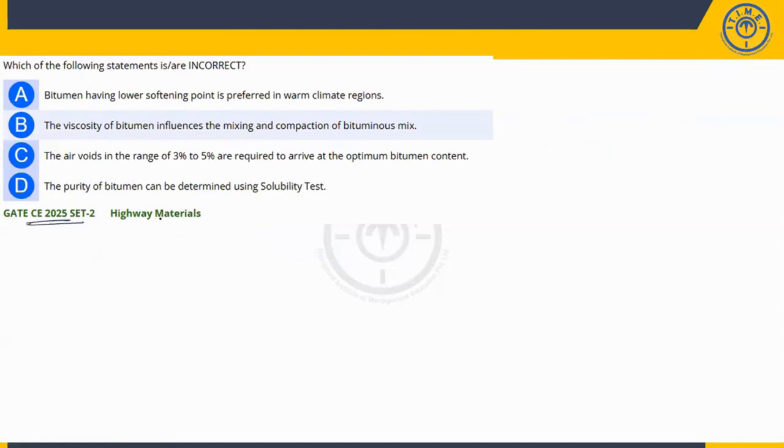Going to the next question. It is also a question from GATE 2025 Set 2. This is a question related to highway materials. Which of the following statements is or are incorrect? He is asking you to identify the incorrect statements. I will give you a couple of minutes to look at this question and please let me know the answers. It might be right or wrong. I just want your answers from your end. Please.